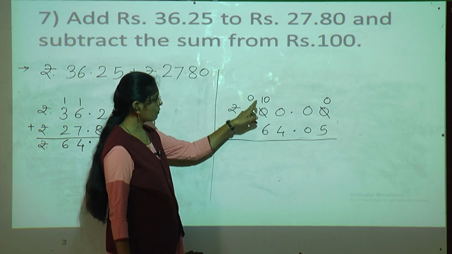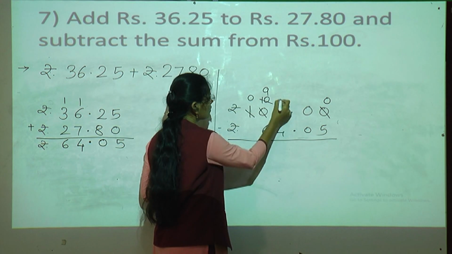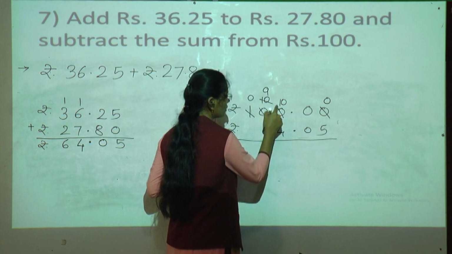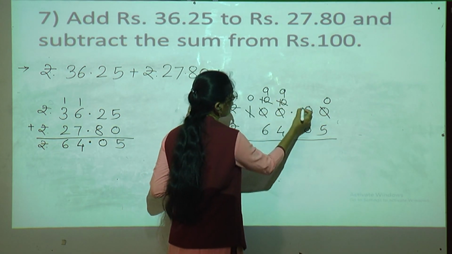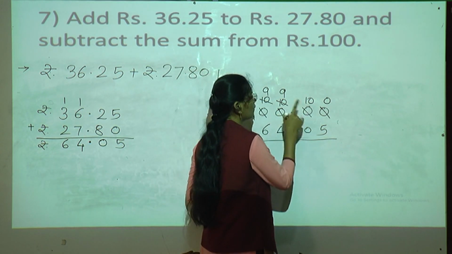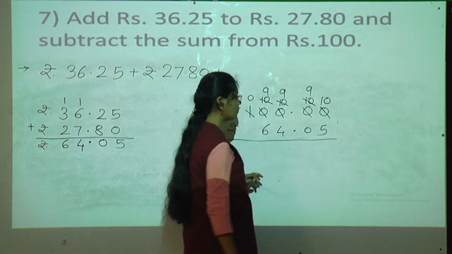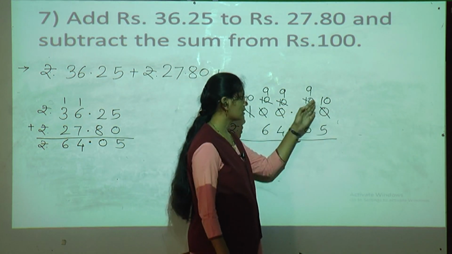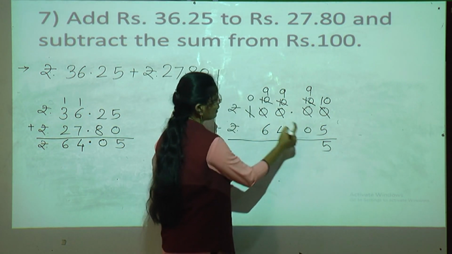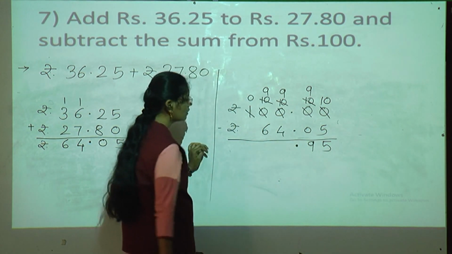Now borrow 1 from this 10. So 10 minus 1, here 9 will remain and this 0 will become 10. Again from this 10 we have to borrow one. So 10 minus 1, again here 9, and this 0 will become 10. Again from that 10 we have to borrow one more. So 10 minus 1, 9, and this 0 will become 10. Now do the subtraction. 10 minus 5, 5. Then 9 minus 0, 9. Here the dot is there, so we will put the dot.